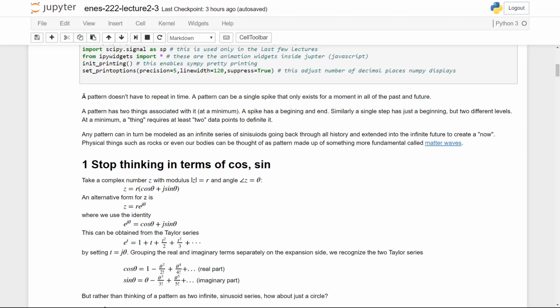The first major concept is a pattern doesn't have to repeat in time. A pattern can be just one spike that exists only for a moment, has infinite amplitude. Or a pattern can be a step, which occurs at a certain point in time that's very clear and transitions from one amplitude to another. Any pattern can be in turn modeled as a series of infinite sinusoids.